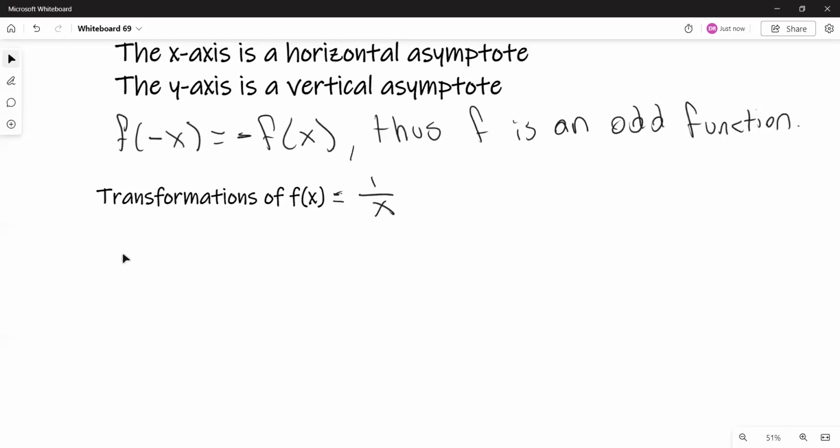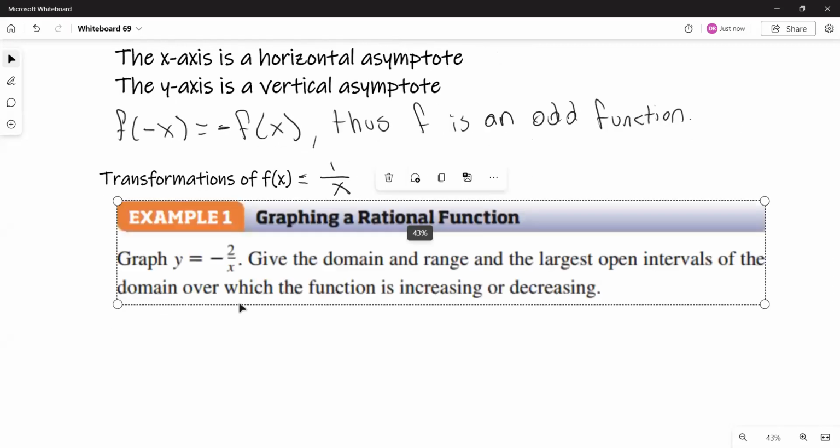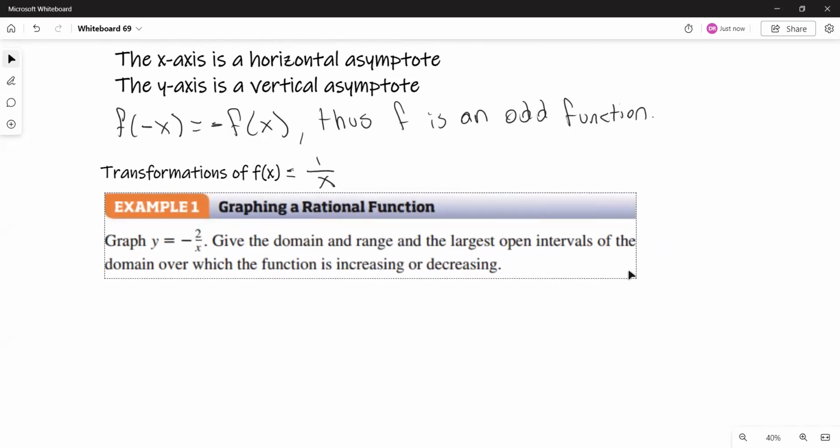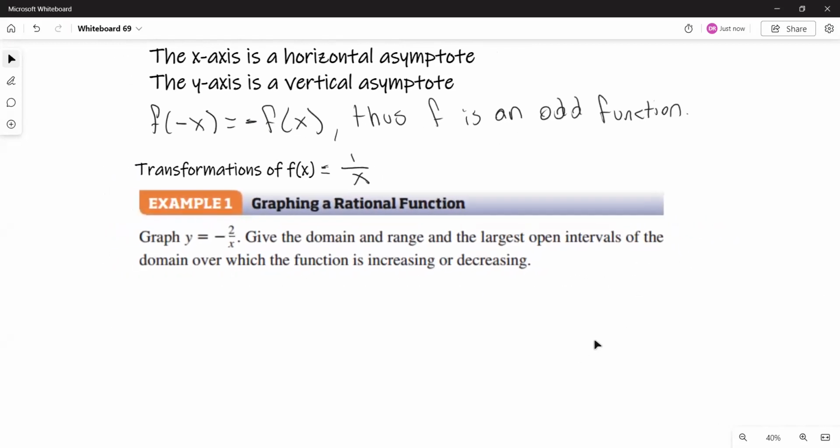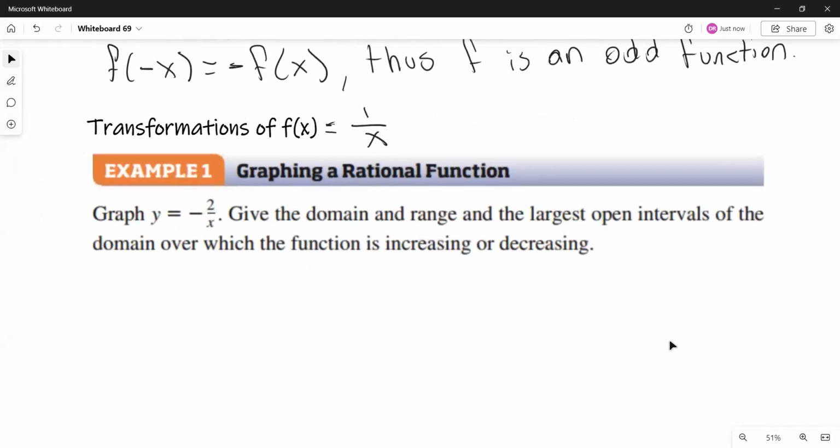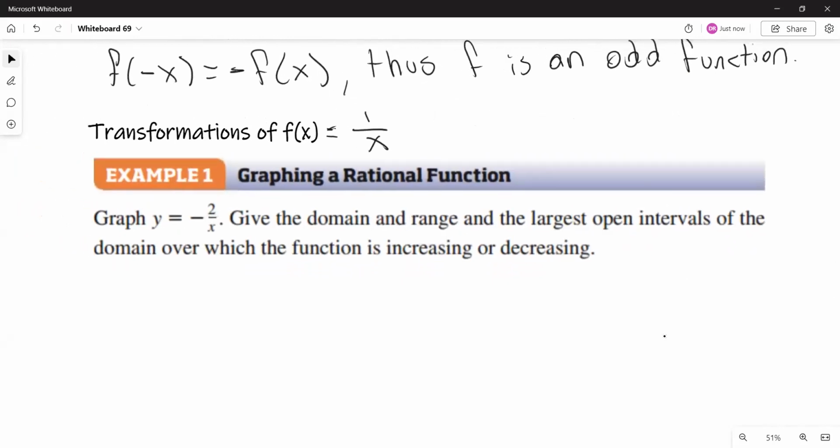So yes, the graph can be translated, stretched, compressed, or reflected. This is example 1 on page 362. Graph y equals the opposite of 2 over x. Give the domain and range and the largest open intervals of the domain over which the function is increasing or decreasing. So our function is the opposite of 2 over x, which is the same as -2 times 1 over x.